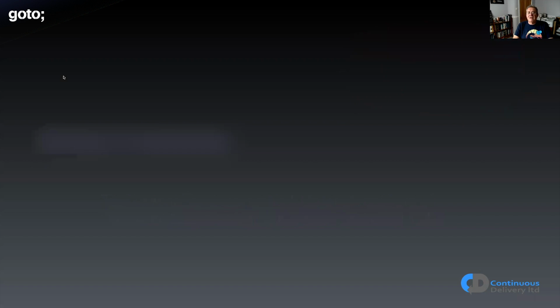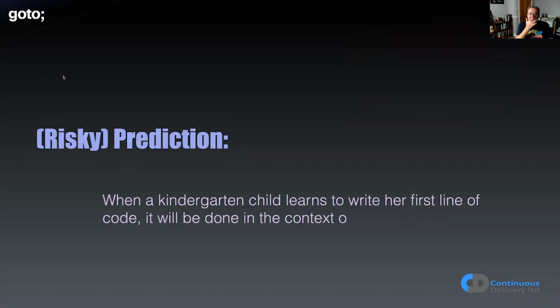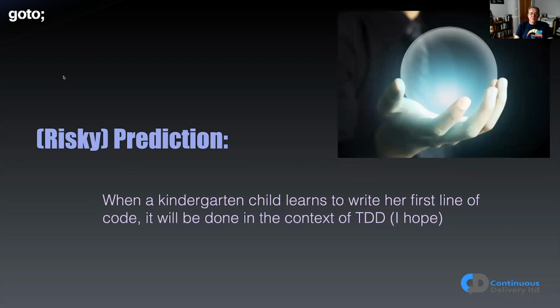So I think test-driven development will be around at some level, and my risky prediction is that when a kindergarten child learns to write her first line of code in 100 years' time, it will be done in the context of test-driven development, or whatever they call it by then.